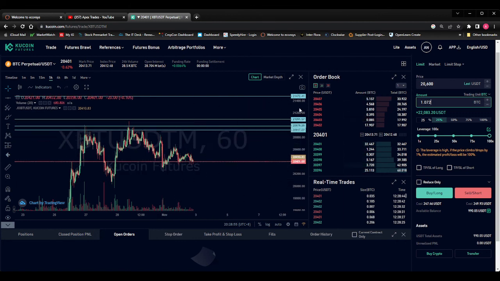But I just wanted to explain what is leverage trading, how does it work, what are the risks, and hopefully I've covered that within this one.